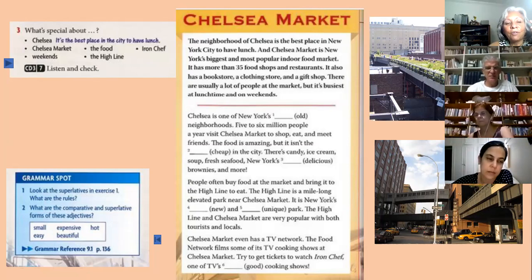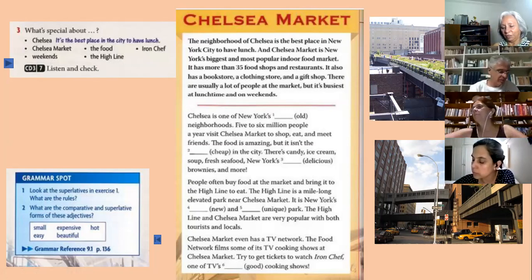For easy? Easier. The superlative? Easiest, the easiest. That's right. And for beautiful, the comparative? More beautiful. And superlative? Most beautiful, the most beautiful. That's right. Very good. So now what you're going to do is complete the story with the superlatives. You have 3 minutes to complete the story with the superlatives.